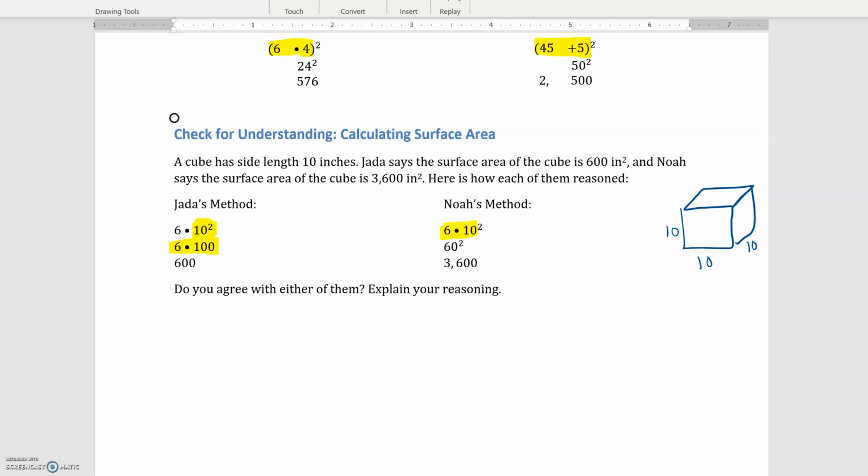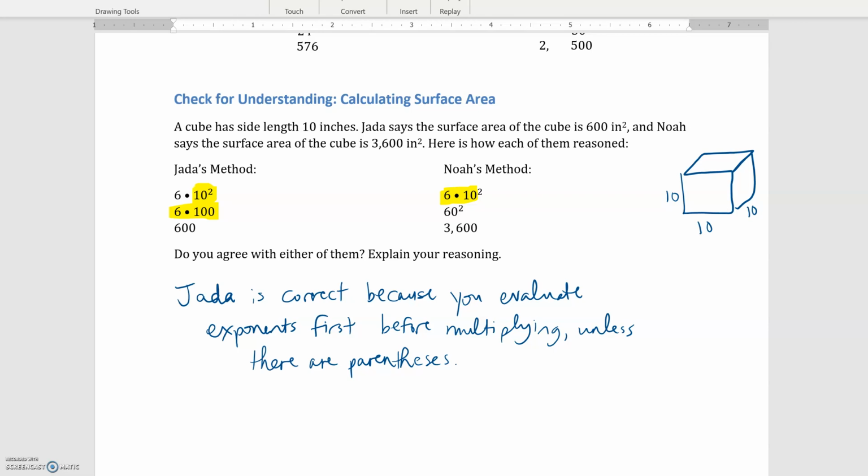Do you agree with either of them? Explain your reasoning. Think now and pause here. Think about who you agree with, Jada or Noah, and write a complete sentence response for who you agree with and why. In this question, you should agree with Jada because Jada evaluated the exponent first, which is what you should do, and you can only do the multiplying first if there are parentheses. So for my response I wrote on my paper, Jada is correct because you evaluate exponents first before multiplying, unless there are parentheses.